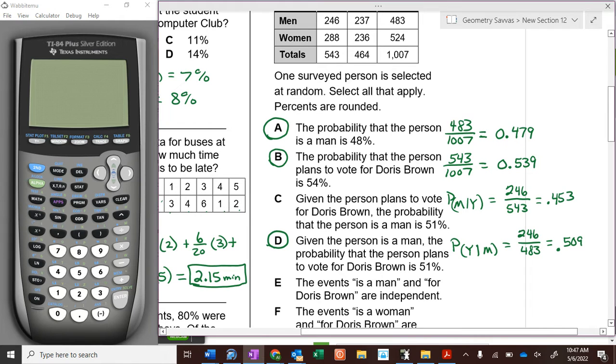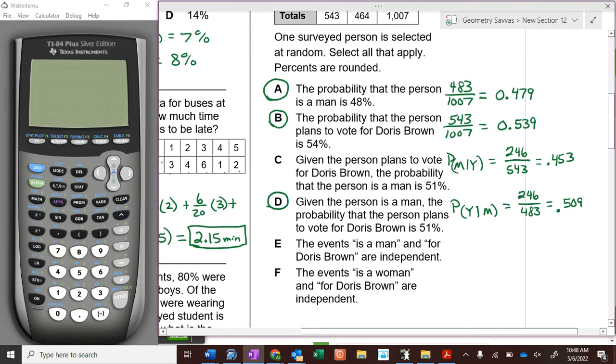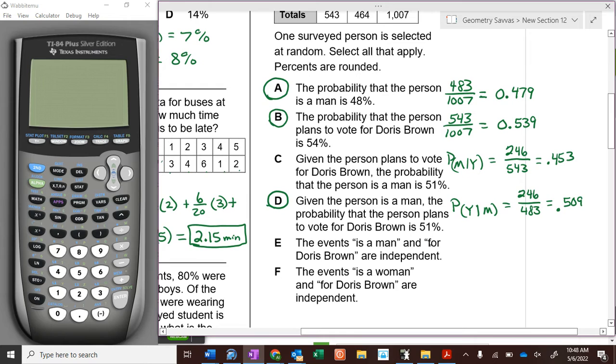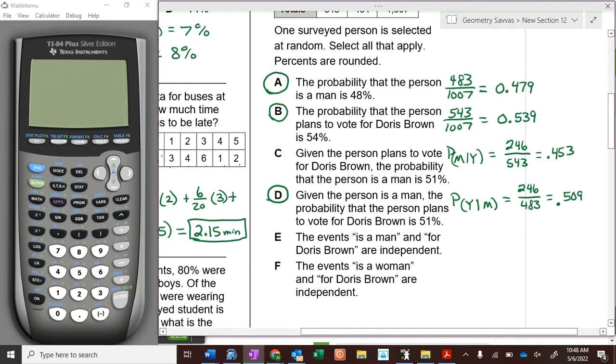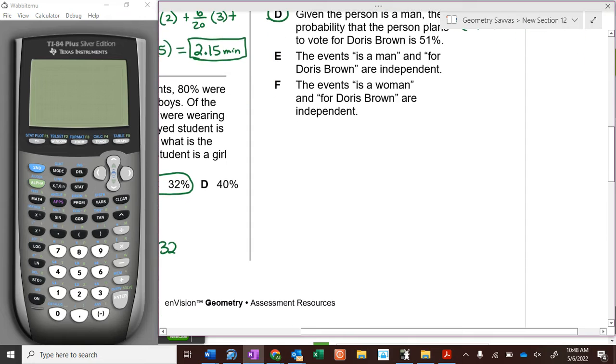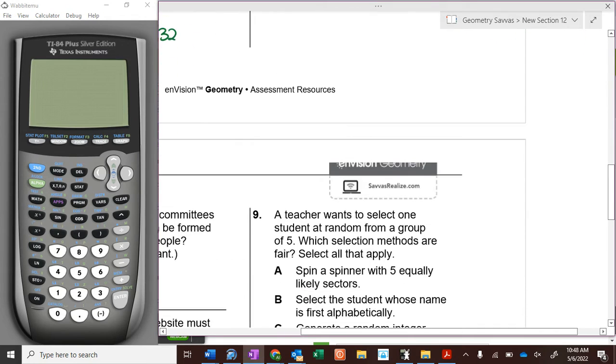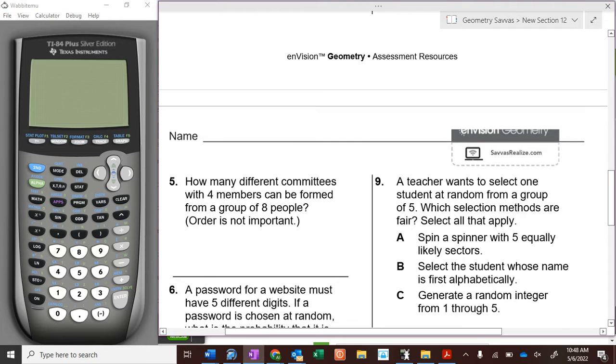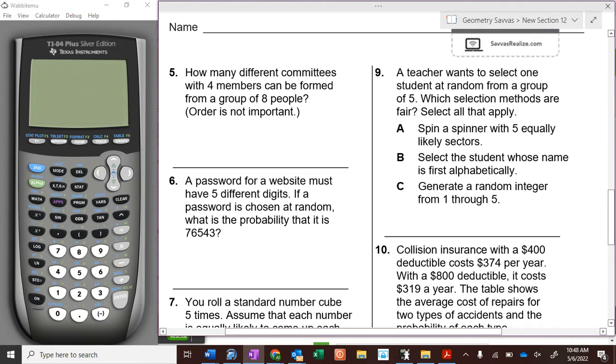So that's a yes. Now, are the male yeses the same as the yes males? Are those the same percentages? No. So they are not independent of each other because the percentages aren't the same. If the males are dependent, what do you think the females are? Those would also be dependent, because the numbers would not match up. Okay, so we're on to the other side. They are dependent, so you don't circle any of the last two. All right, number 5.